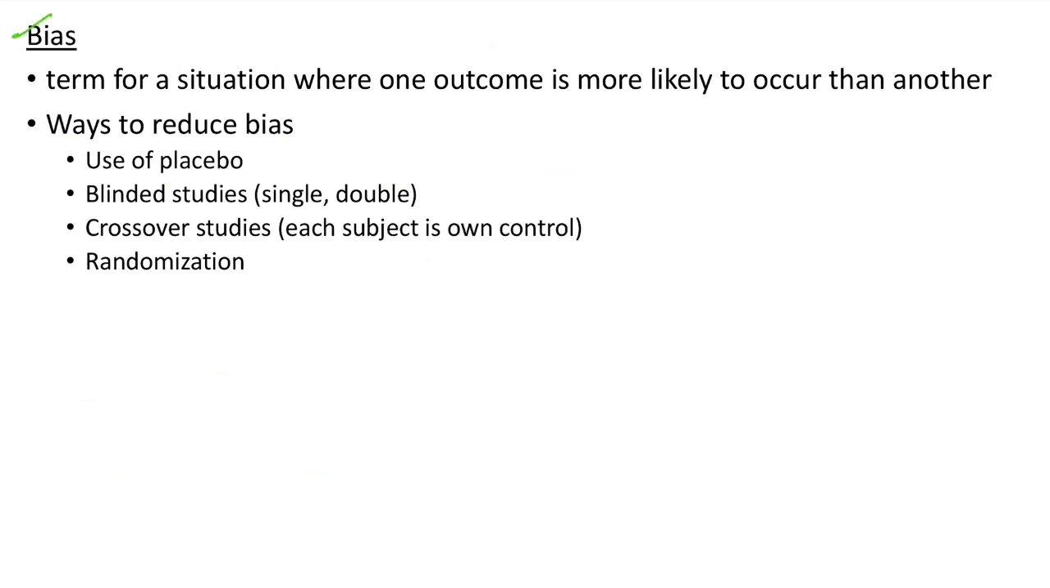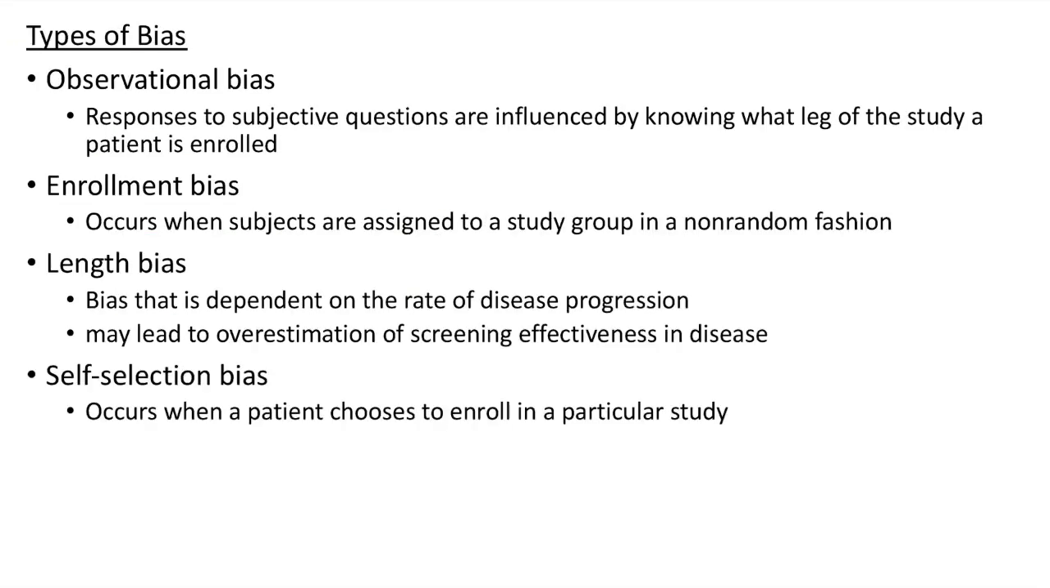Now let us see about bias. Bias is the term used for a situation where one outcome is more likely to occur than another. What are the ways to reduce bias? Use of placebo, blinded studies, that is single blinding or double blinding, crossover studies, in this each subject is own control, and randomization. Now let us see about the types of bias.